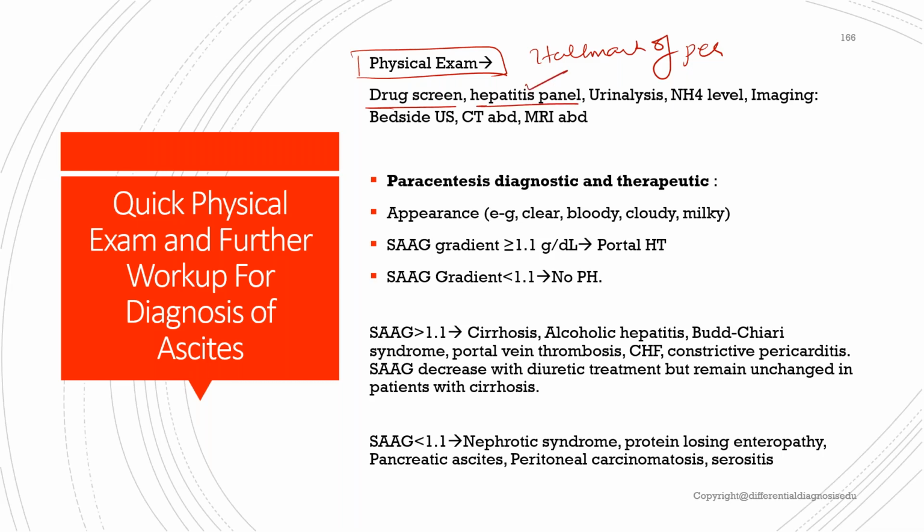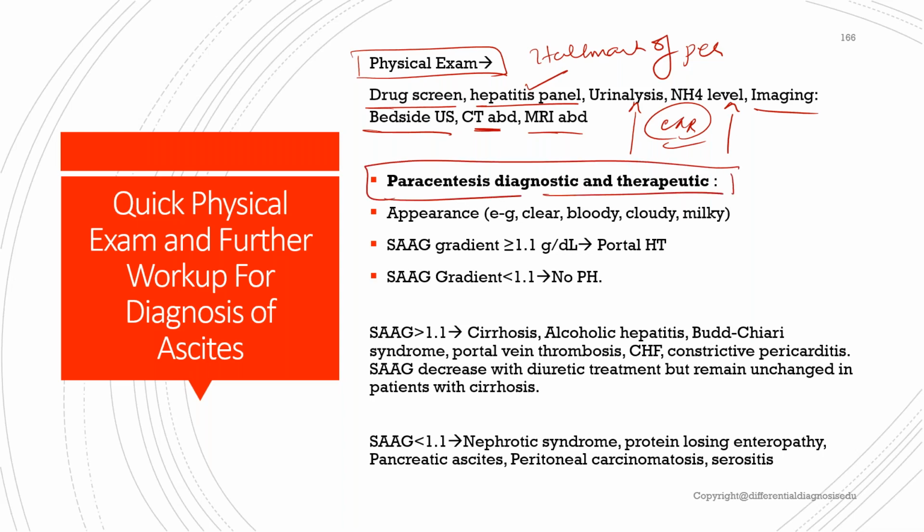If the patient has change in mental status, rule out infection: check urinalysis, do the chest x-ray, check ammonia level, do the imaging. You can also do bedside ultrasound, CT abdomen, MRI abdomen; see if you have any results available. One of the most important tests to consider is paracentesis, which can be done in the ED or once the patient is admitted to the floor.